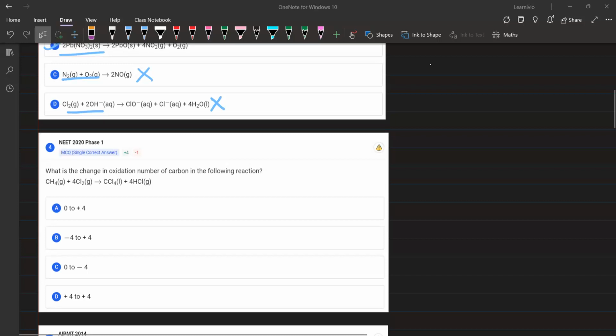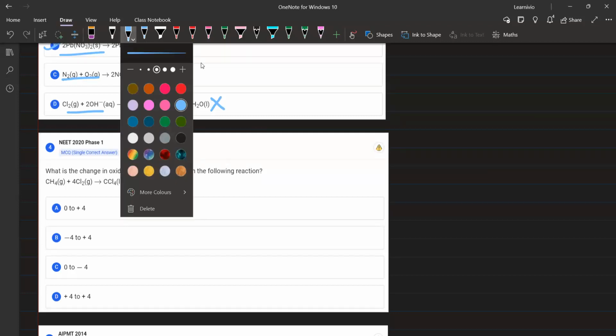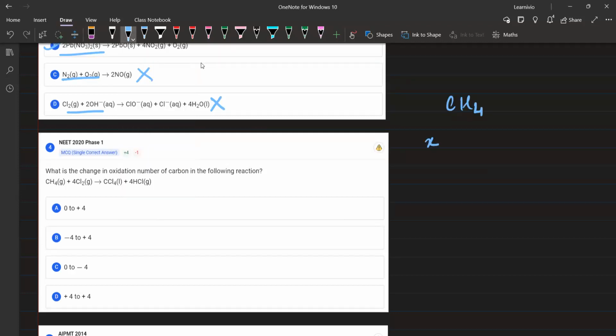See here in CH4, hydrogen will be what? Plus 1 into 4. Why? Plus 1 because between carbon and hydrogen, which is more electronegative, obviously carbon is more electronegative than hydrogen. And since carbon is more electronegative than hydrogen, it will be having minus, right? And hydrogen will be having plus. So it is equal to 0. So x is equal to minus 4.